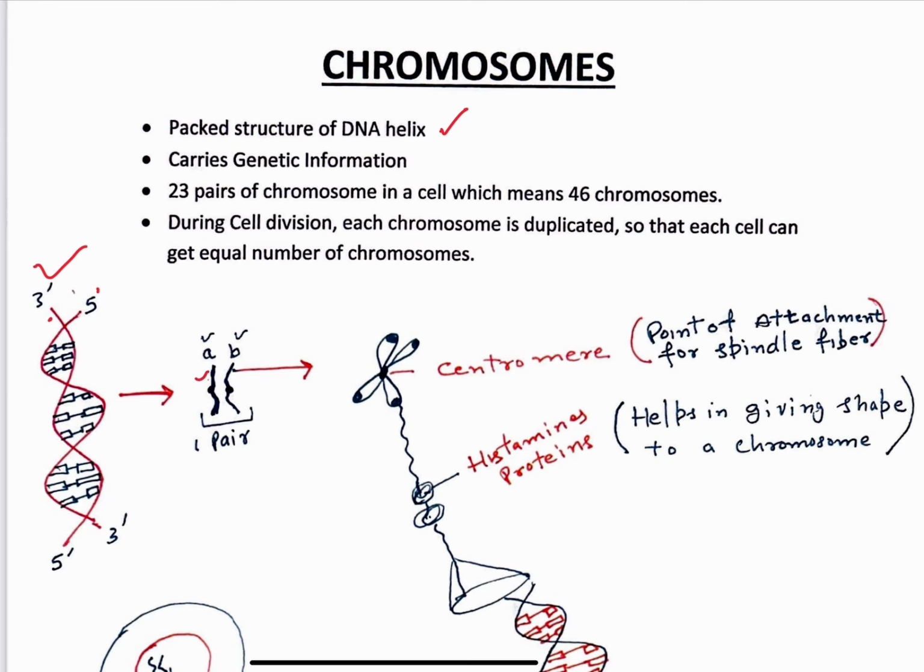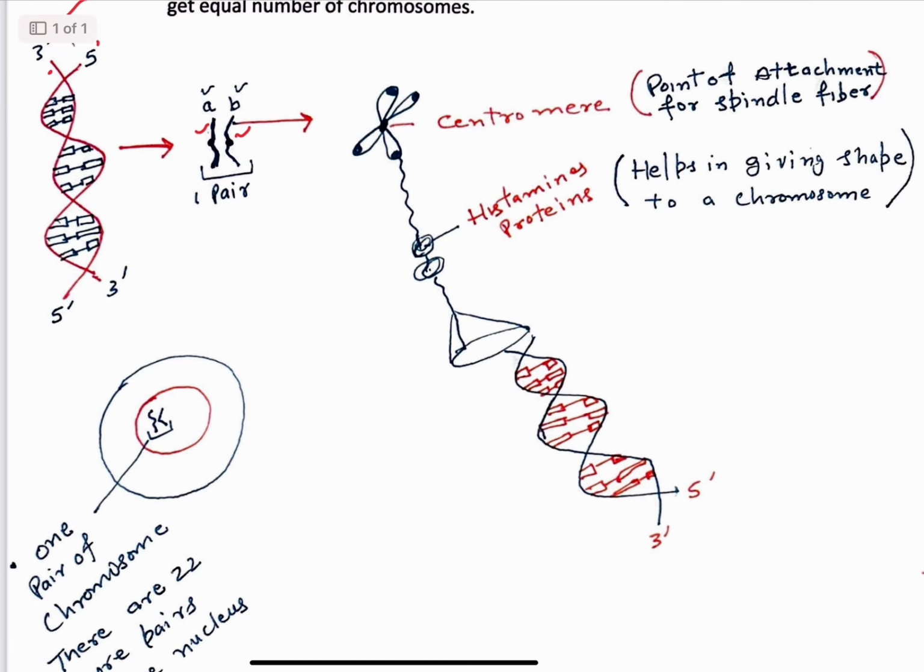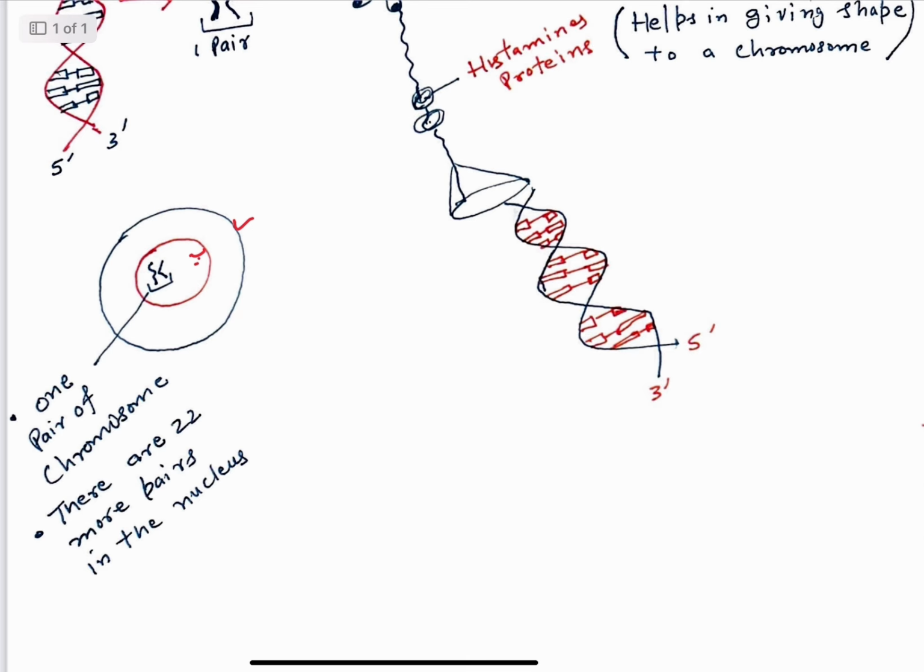It's one pair. One chromosome comes from male and one chromosome comes from female. So how are those chromosomes situated? They are situated here in the nucleus right here. So this is the cell and this is the nucleus, and in the nucleus this is one pair and one pair, and there are 22 more pairs in the nucleus. So there are a total of 23 pairs of chromosomes in the nucleus.